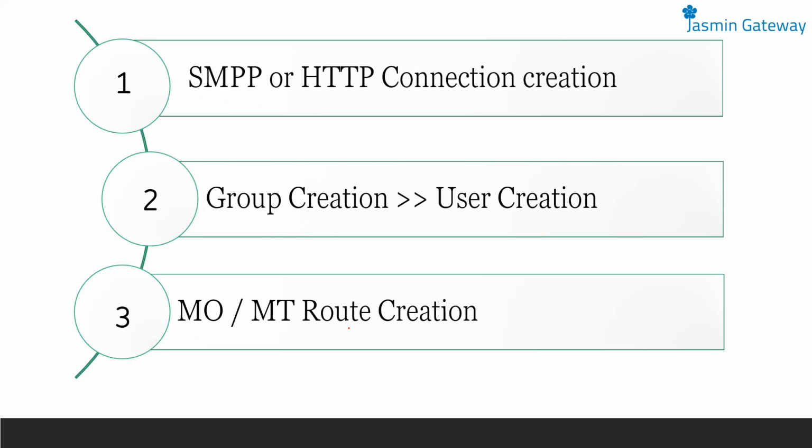Now assume that we have already installed the Jasmin SMS Gateway with the web GUI. Now we need these three things to trigger SMS from the Jasmin web panel. First of all, we need one SMPP or HTTP connection. Then we need to create a user and a group. Then the user must be tagged with that group. Then we need to create an MT or MO route to ensure our SMS termination.